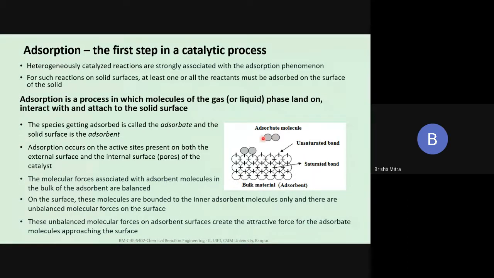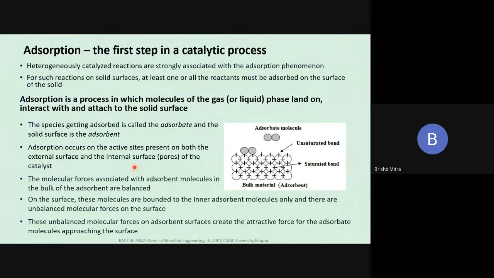The species that tends to get adsorbed is known as the adsorbate, and the bulk material on which it gets adsorbed is your adsorbent. I had told you that adsorption essentially happens on the active sites, which could be present on the external surface as well as in the internal pores of the catalyst.